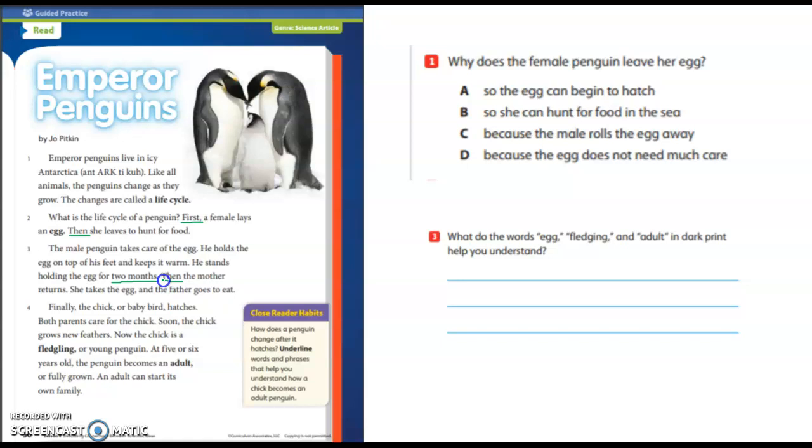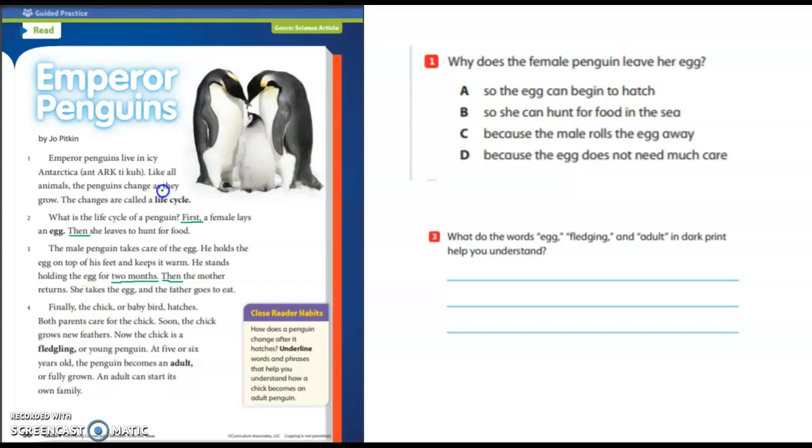Why does the mother take over? You probably said because then the father goes to eat. Finally, the chick, or baby bird, hatches. Both parents care for the chick. Soon the chick grows new feathers. Now the chick is a fledgling, or young penguin. At 5 or 6 years old, the penguin becomes an adult, or fully grown. An adult can start its own family.